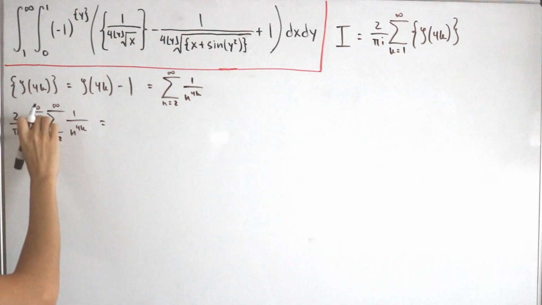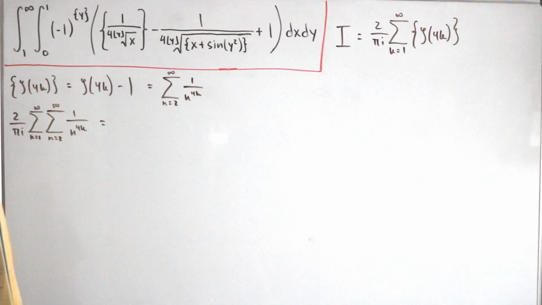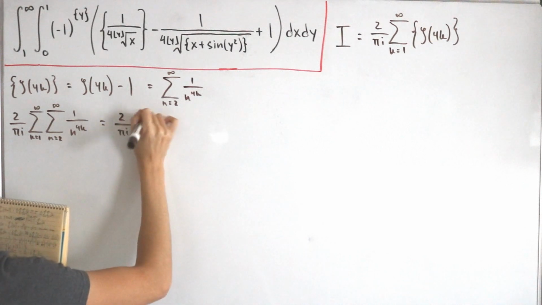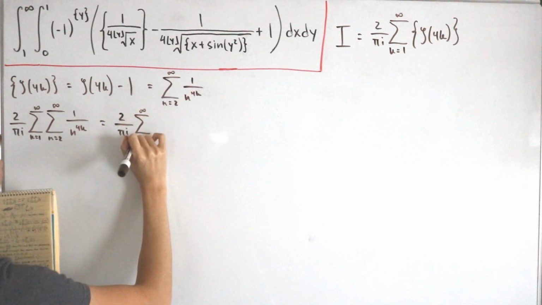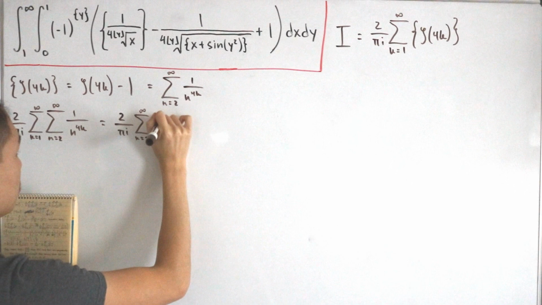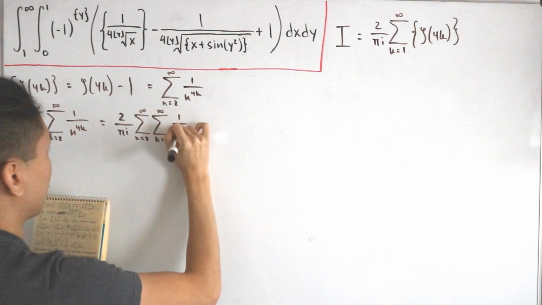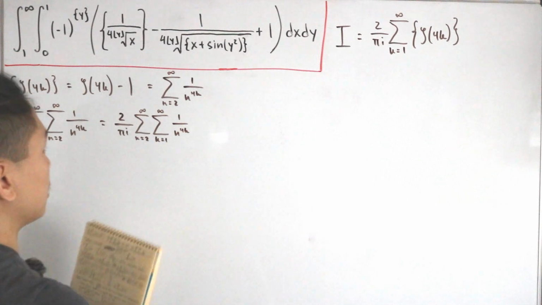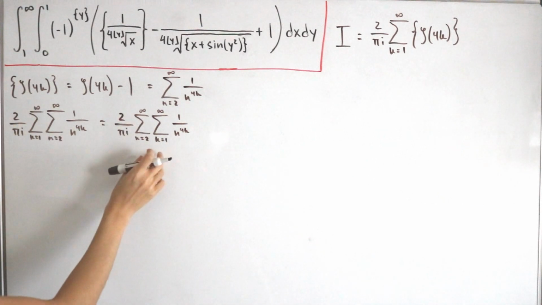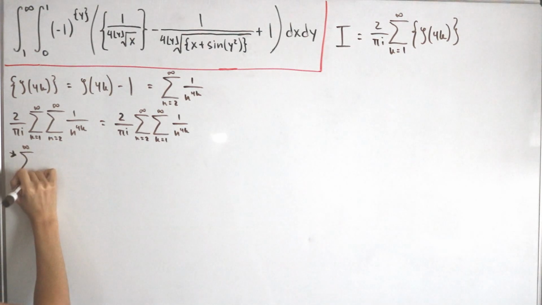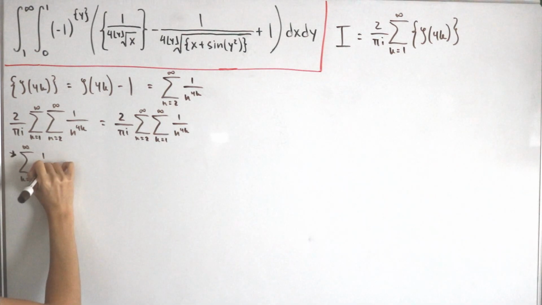Again, for this double sum, these are absolutely convergent series, so I can just interchange the indices. So now what we're dealing with is n equal to 2, and then k equal to 1 first, so 1 divided by n to the power 4k. Then we'll notice that the sum we're dealing with, k equal to 1 of 1 divided by n to the power 4k.